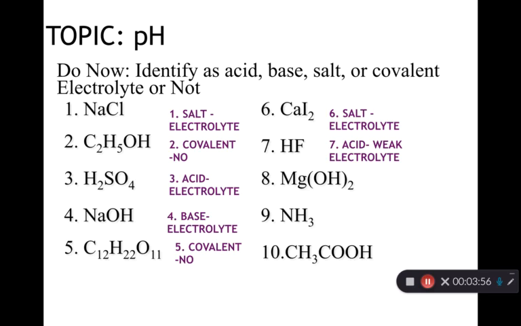Magnesium hydroxide. Magnesium hydroxide is a base. It's a metal hydroxide. It dissociates well in water, so it's an electrolyte. Ammonia is a weak base, and you would get this from looking at a table, or you would memorize your weak acids, weak bases, strong acids, strong bases. And ammonia is a weak base, which is going to make it a weak electrolyte.